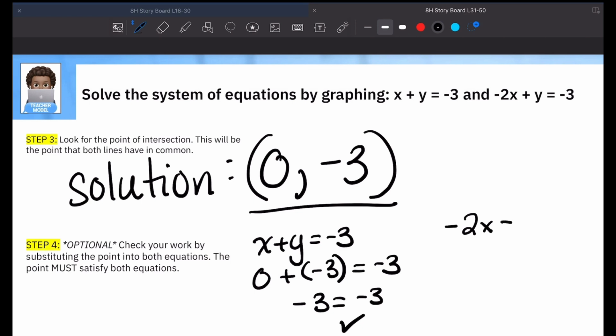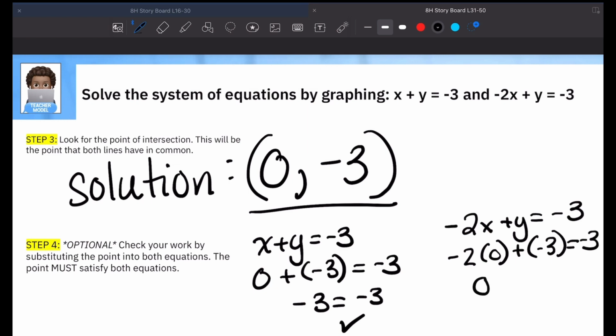And -2x plus y equals -3. So -2 times 0 plus -3 equals -3. And once again, 0 minus 3 is equal to -3. So again, optional. I highly recommend it. Since we see it on the graph, we absolutely know that we can plug those in as a check for our work. So hit pause and jot this down.